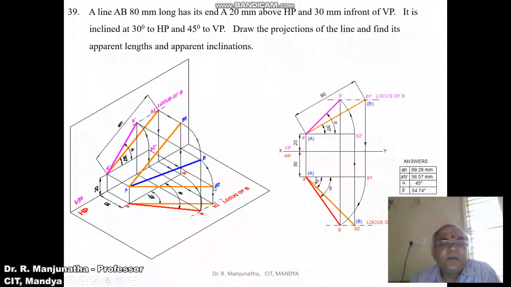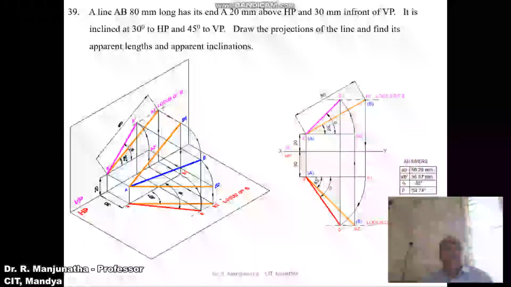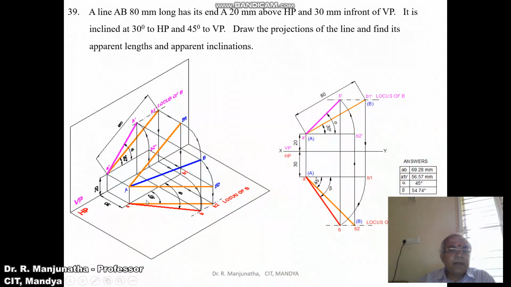In other words, when you are rotating it in space, with A dash as center and A dash B2 dash as the radius, you draw an arc such that it cuts the locus of B in the front view, so that you get this point as B dash. Join A dash B dash with a dark line and you will get the alpha inclination. So this is how you will be able to find the apparent length and apparent inclination of the problem.